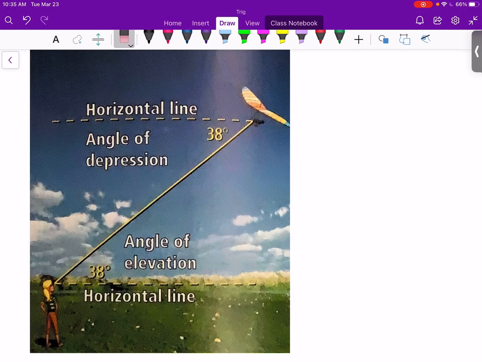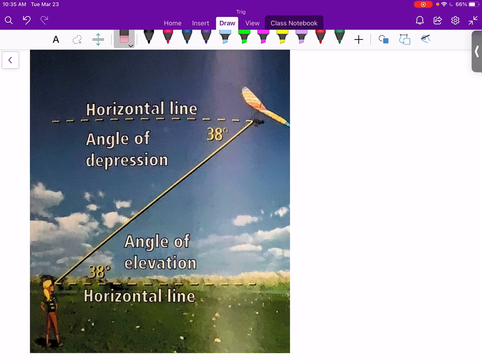Alright guys, so today we are going to practice with some angles of depression and angles of elevation. Hopefully you got the chance to watch the YouTube video that was also posted to Canvas first before taking notes, because it is very helpful. It is posted under today's date. I think it says angles of elevation video.